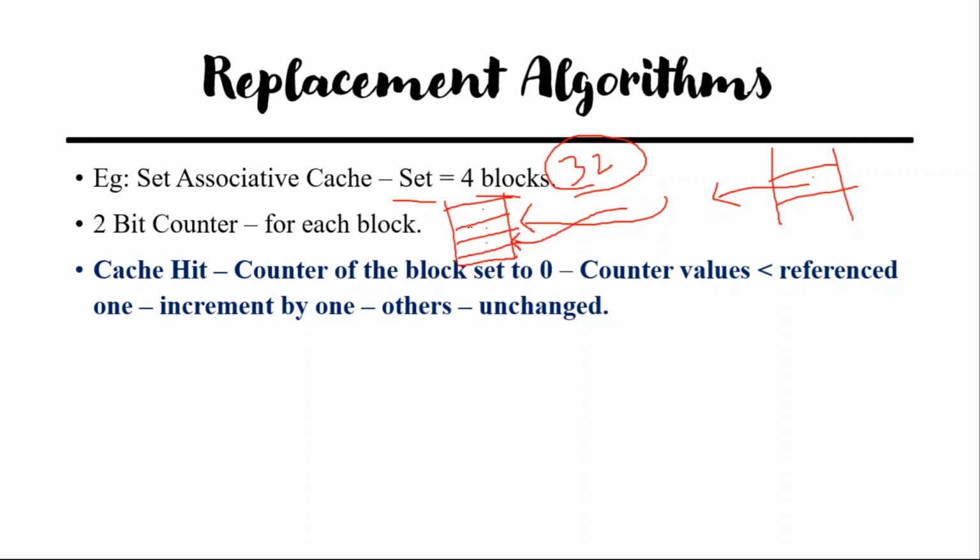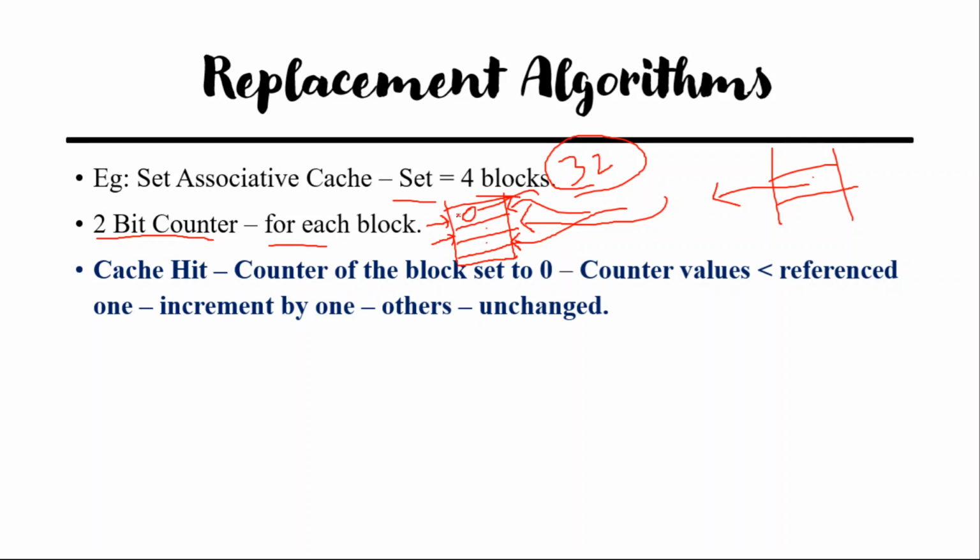The problem comes when there is no empty block. When there is no empty block, we should identify the one which is not used recently and move it out, so that the new block will come here. Now the question is how we will identify which is recently used and which is not. For that we are using a 2-bit counter for each block.